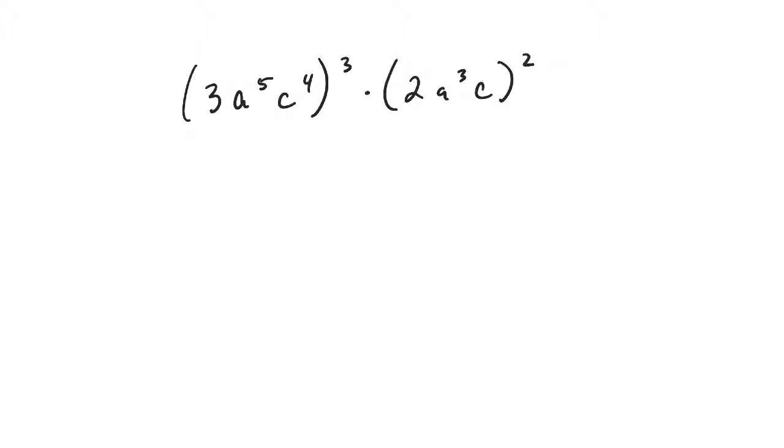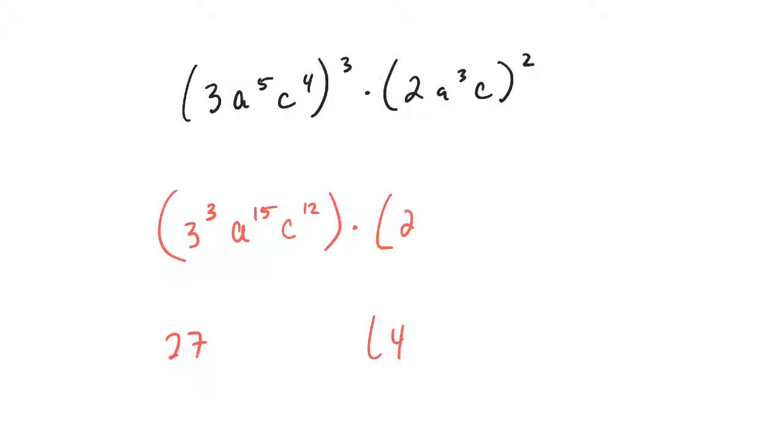Somebody that is really comfortable, step me through the process. Clark, go ahead, step me through the process. I would put the power to the power in each parentheses. Okay, so what does the first one become? The first one would be 27 a to the 15, c to the 12. And the second one, Clark? 4, a to the 6, c to the 2nd.